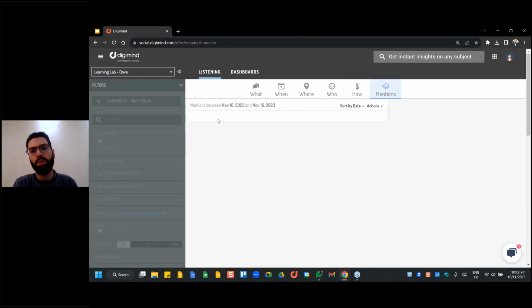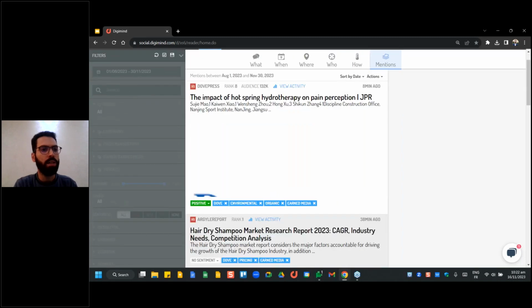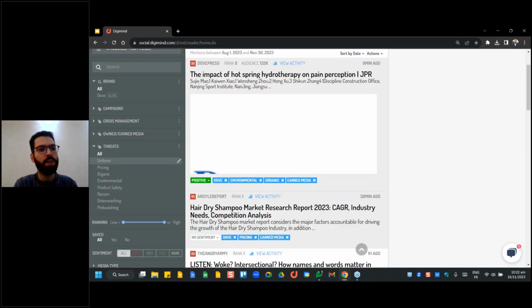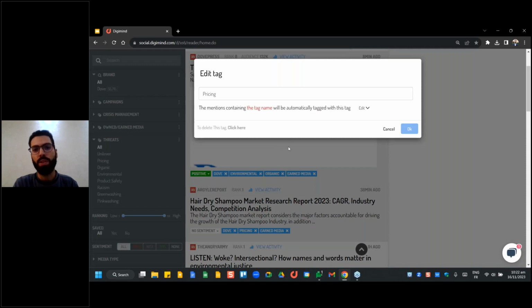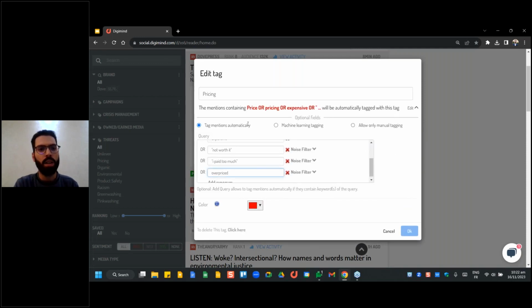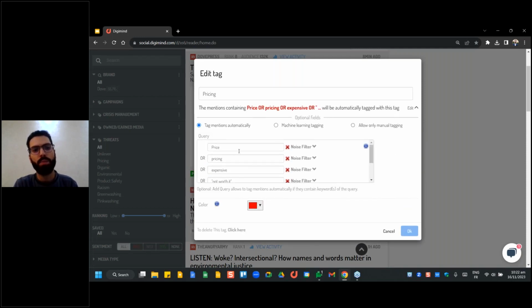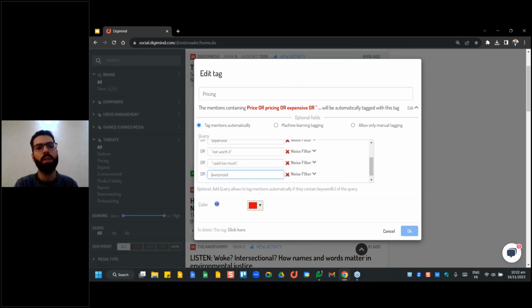see that we can go to the mentions here, and under the lists of tags, we have put together a list of potential threats that are continuous threats all around the year, something about Unilever or something about the pricing. And here you can see for each tag, we have set it up to be automatically applied. And we can see here from the pricing, for instance, pricing is applied whenever there's pricing, expensive, not worth it, I pay too much or overpriced. And we can add more keywords whenever we detect them in the future.